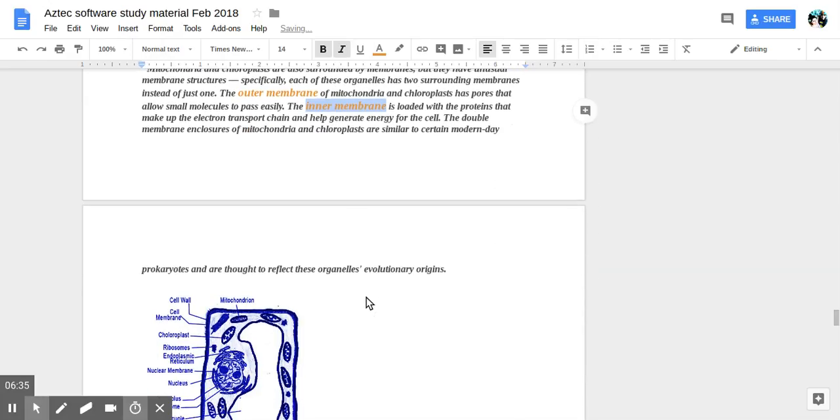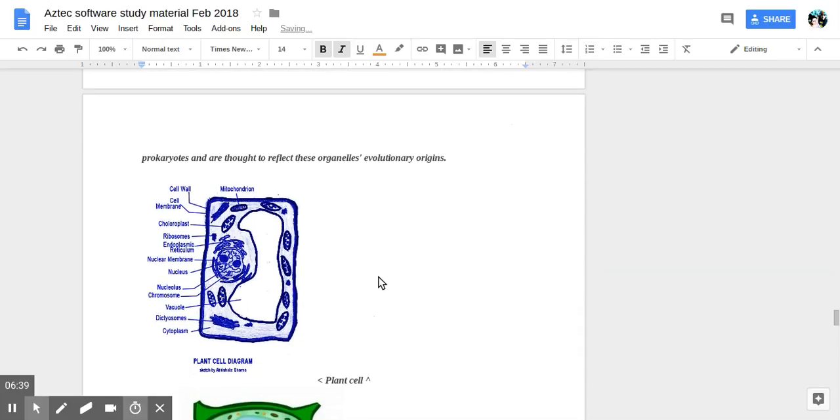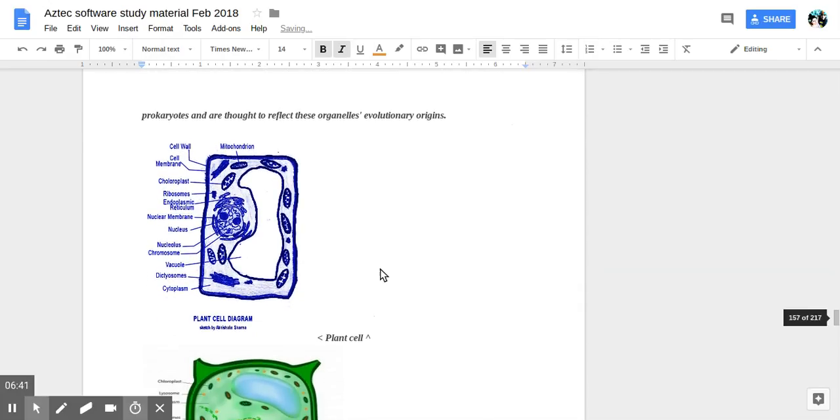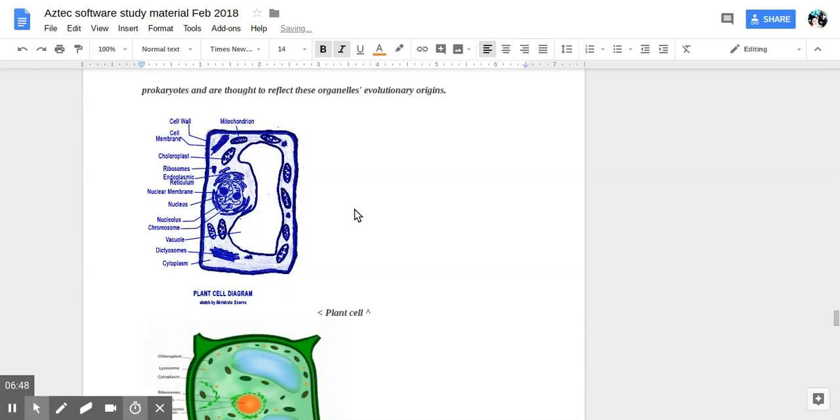So mitochondria and chloroplasts have double membranes and are somewhat similar to prokaryotes, showing that they have an evolutionary relationship, that eukaryotic cells arose from prokaryotic cells.